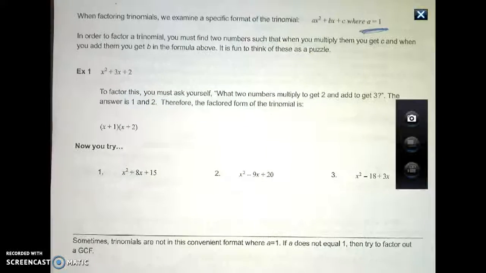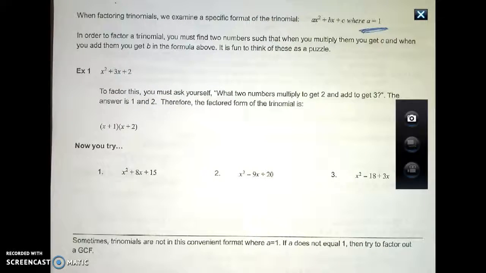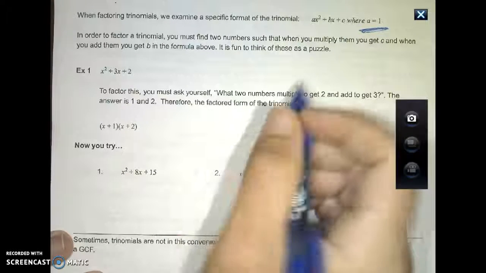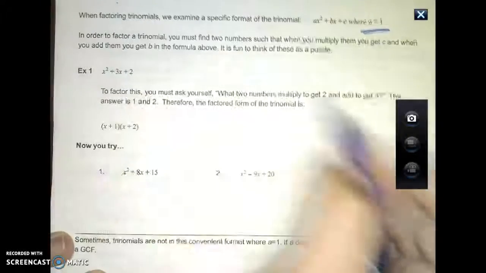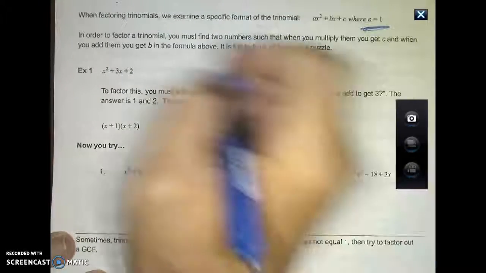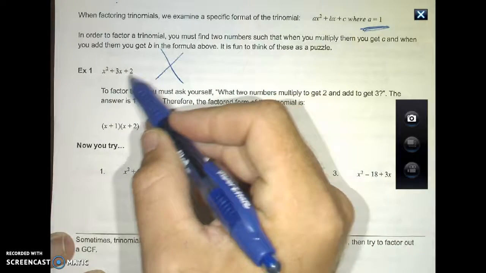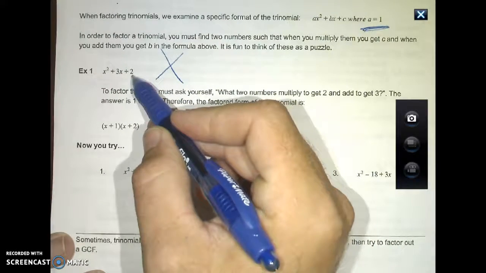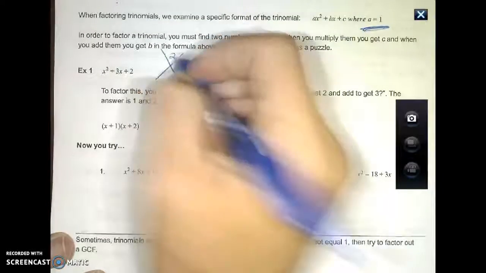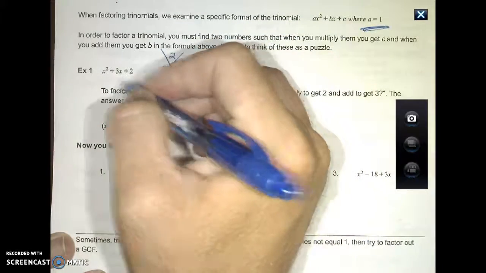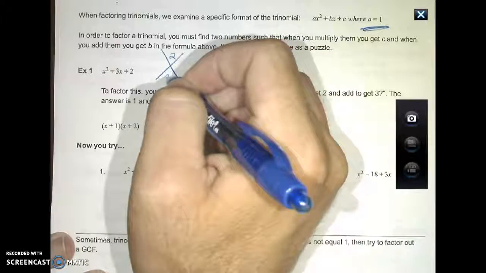In order to factor a trinomial, you must find two numbers such that when you multiply them you get c, and when you add them you get b in the formula above. It is fun to think of these as puzzles. I like to do the x method. Here's an example: x squared plus 3x plus 2. We make a little x. You put this last number, 2, on top, and you put the middle number down low, 3.